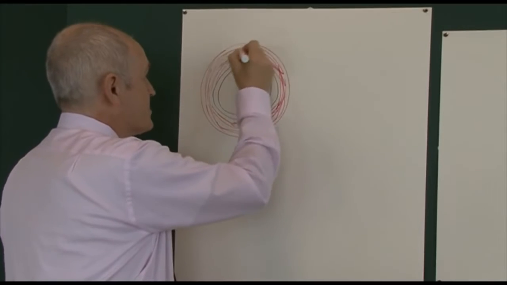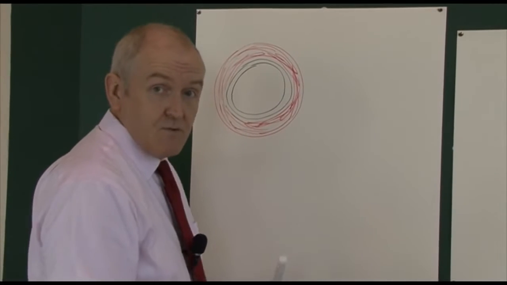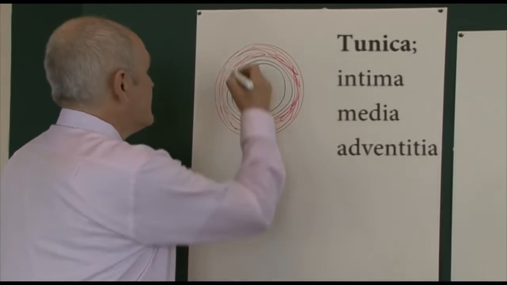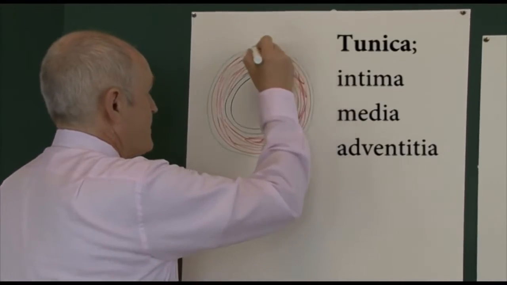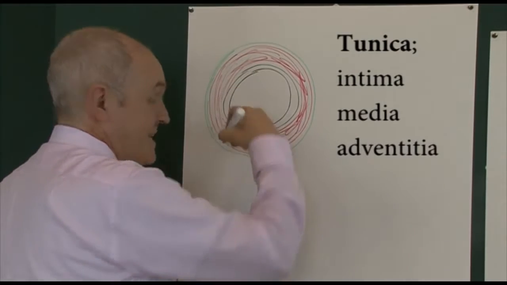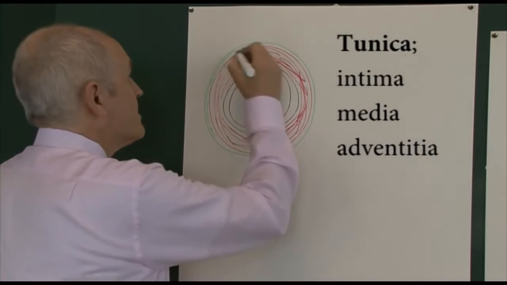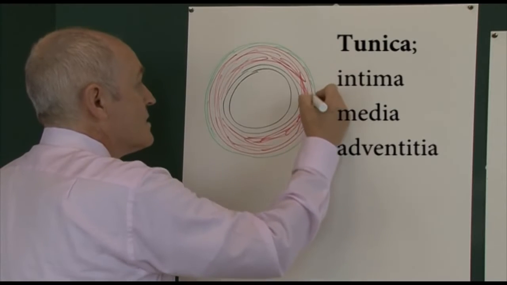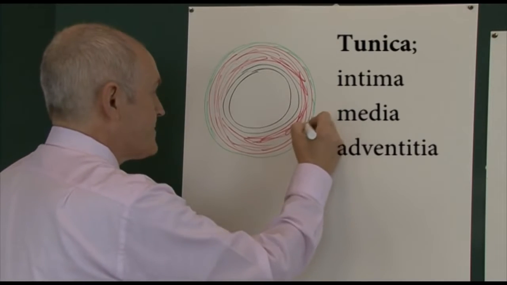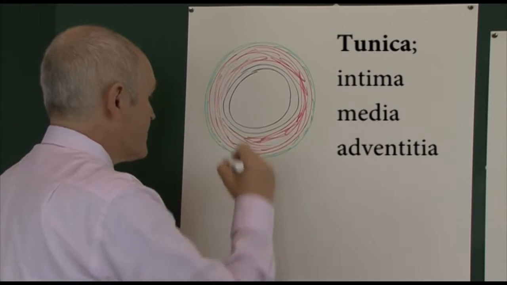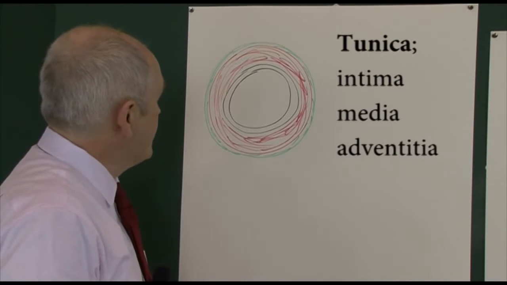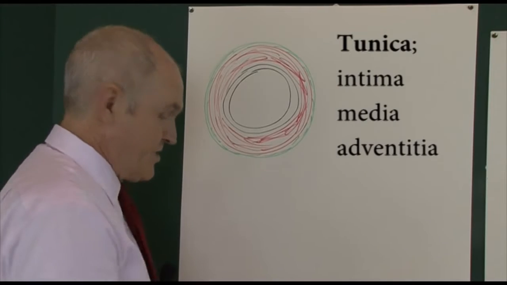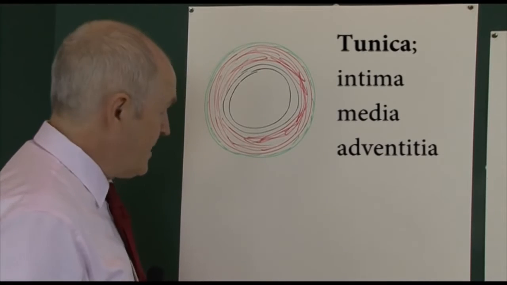with connective tissues. And round about we've got the adventitia, the outer layer of fibrous tissue connecting the artery to the surrounding adjacent tissues. So 3 layers: tunica intima, tunica media, on the outside the tunica adventitia.